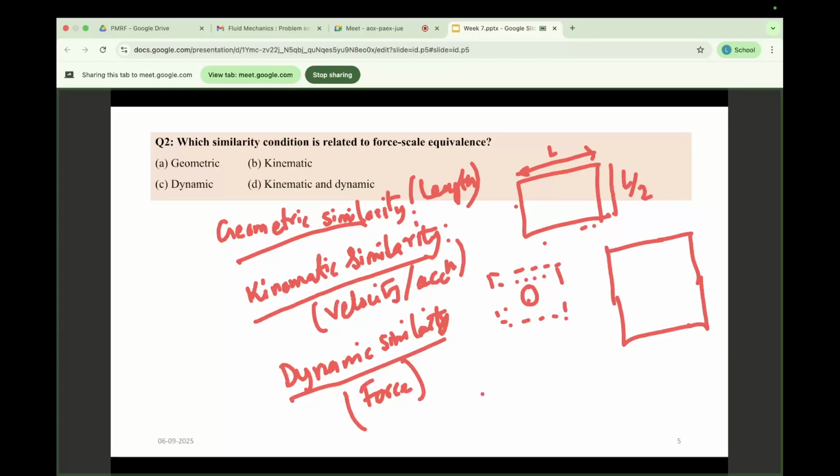And that's why the correct option in the question, similarity related to force, is dynamic similarity. So is it clear? Okay, I think so. I am moving to the next one.